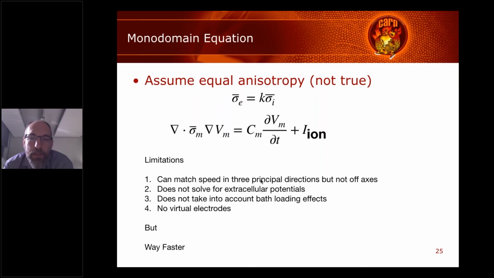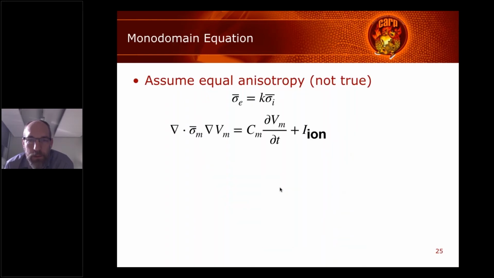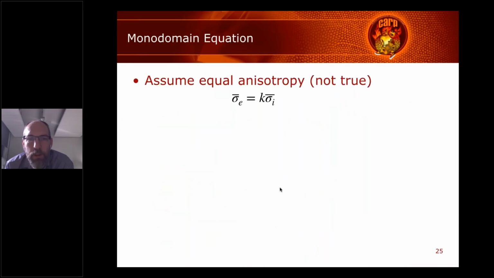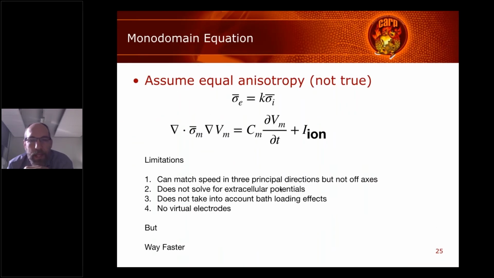You can match speeds exactly along the three principal directions, but not in the off-axis direction. So you can match it in X, Y, Z perfectly, but you can't get it anywhere up to the corners. You can't use the monodomain to solve for extracellular potential directly. You cannot take into account bath loading effects. And you cannot use the monodomain to calculate virtual electrodes, so you won't see the virtual anodes or cathodes, but it's way faster.